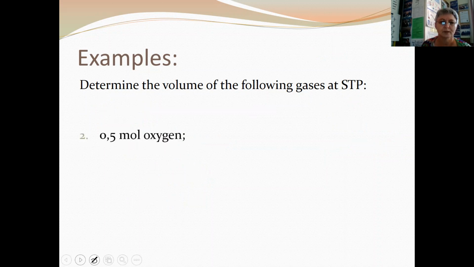The next one we need to do is calculate the volume of 0.5 mole oxygen. In this question, they've given us the moles, so it's very easy. The moles would be equal to volume over molar volume. Moles is 0.5. Volume, we don't know. Molar volume is 22.4. So volume would be half of 22.4, which is 11.2 cubic decimeters.